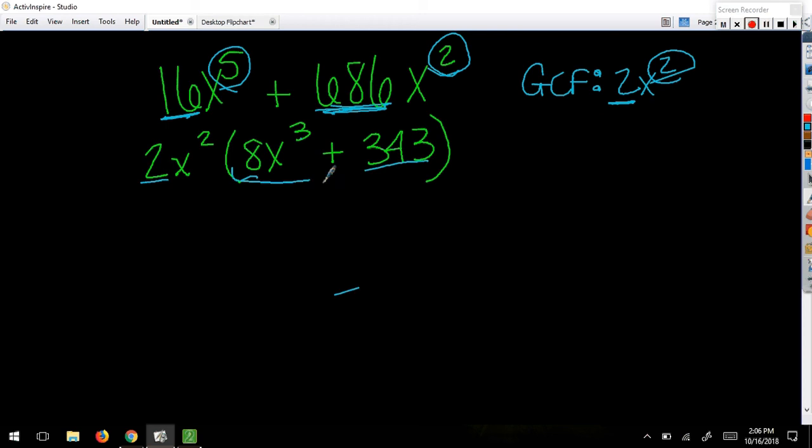Now I can factor because look at this pattern. What do you notice about both of those numbers? They're perfect cubes. They're on the board, right? They're special numbers. 8x and 7. Close. 2. Oh, yeah. That's okay.